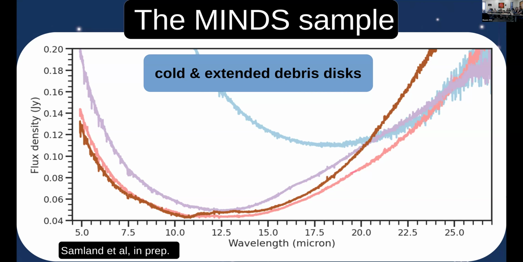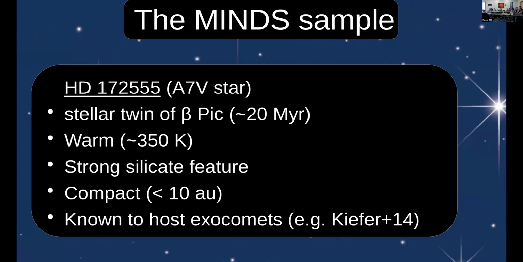But I told you we have 5 disks, so not 4 disks. So the exciting outlier here is the one that has an asteroid belt analog disk. It's very compact, like the warm part of the disk only extends about 10 AU. And it is actually a stellar twin of Beta Pictoris. So it's the same spectral type, it's part of the same moving group, it's also the same age.